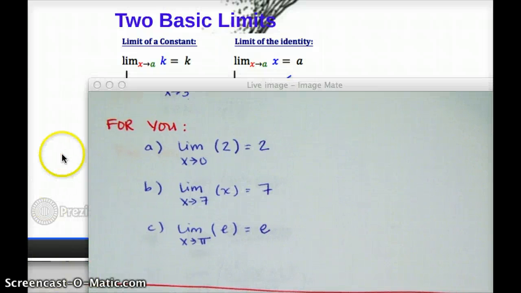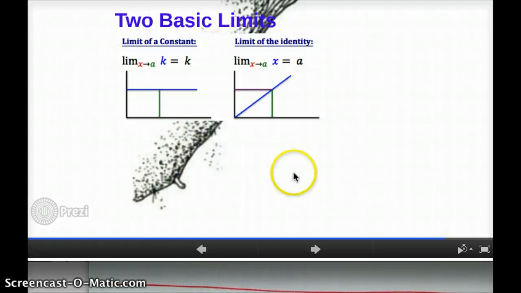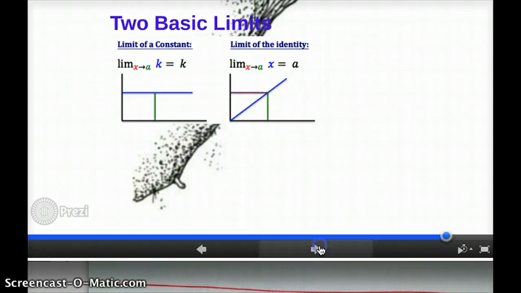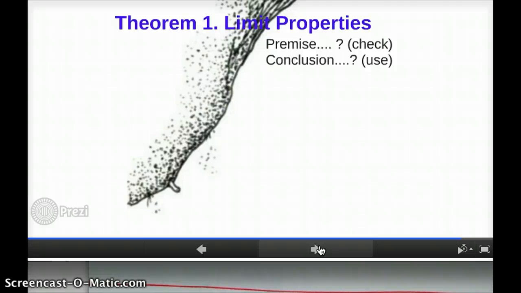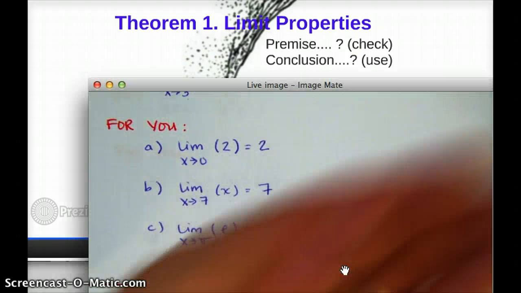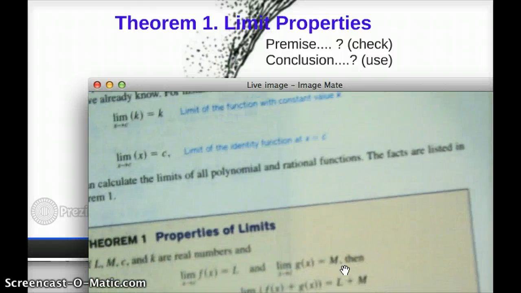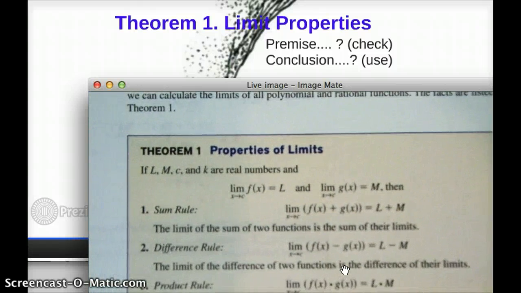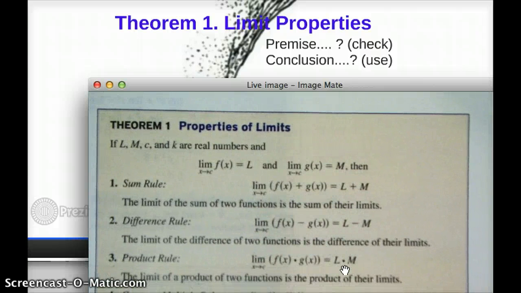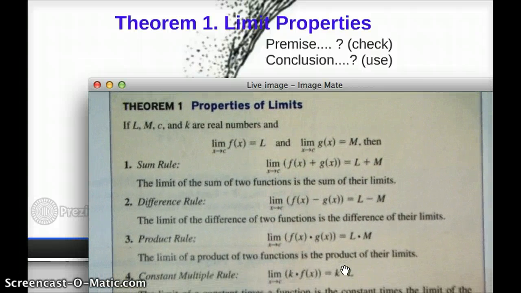So the brilliant thing about these two really simple rules is that we can combine these two rules into a theorem that gives us a lot more information. The first theorem in the textbook looks something like this. And basically, this is using those two rules to make a bunch of more powerful rules. And this is on page 61 of the text if you have it.